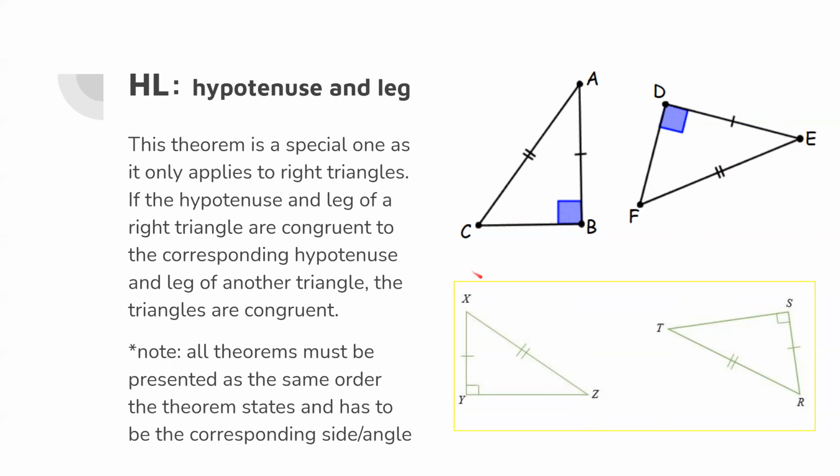So can you figure out if the two triangles in the highlighted box are congruent due to the HL theorem? I'll give you 5 seconds. Good job if you got yes, because as you can see, this leg is congruent to this leg, and the hypotenuses are also congruent, and they give us that it's a right triangle, so it is congruent due to the HL theorem.